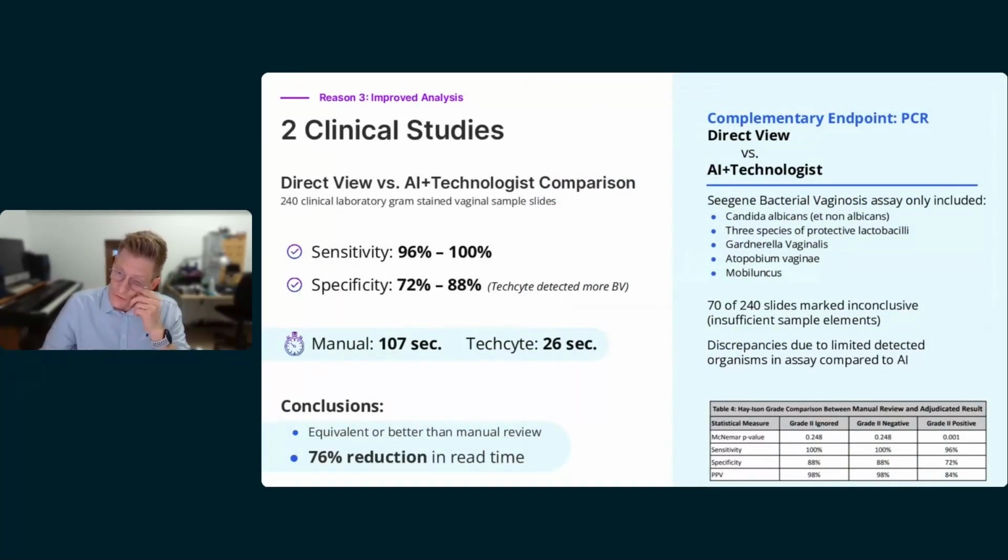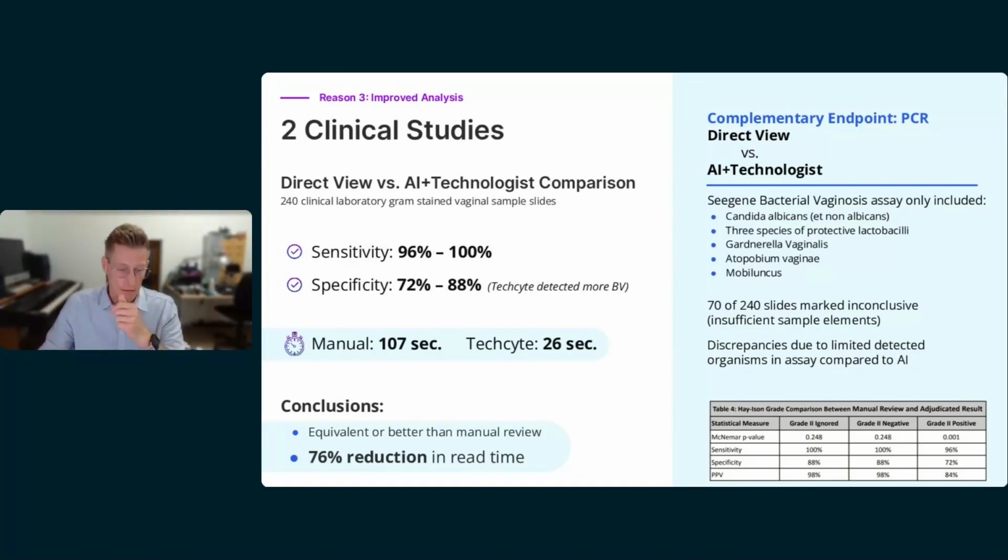And on our first validation study, we had between 96% and 100% sensitivity, which means that compared to the gold standard viewing, we were spot on. Now, the story that I like to tell here is in the specificity. Those numbers are lower because our software plus a technician or a technologist detected more BV than the manual gold standard. And so that's where those discrepancies came in.